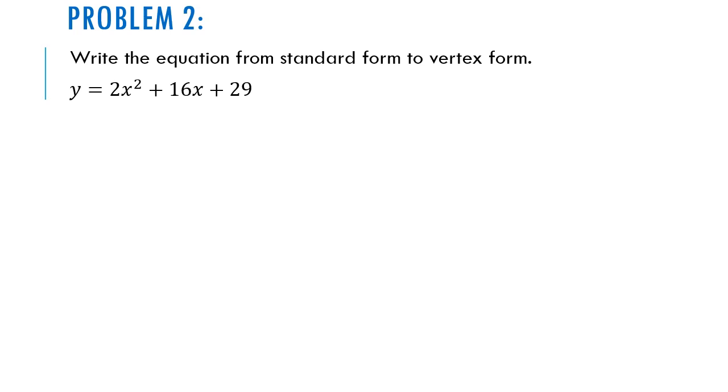All right, so I wanted to do an example of one of the little tougher ones where we have a number in front of x squared. So we're going to set it up to be a perfect square trinomial. So y equals parentheses 2x squared plus 16x plus blank space parentheses plus 29. Once again, we are writing in vertex form, which looks like this.